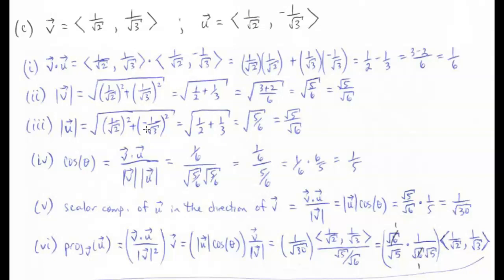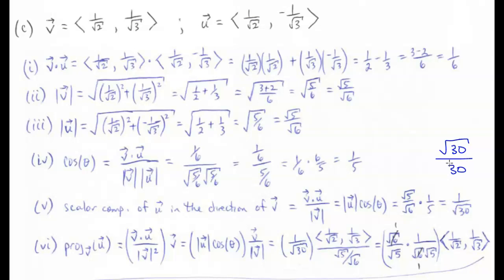The scalar component, since we know what cosine of that angle is, is just going to be the magnitude of u times cosine of theta, which ends up being 1 divided by square root of 30. Of course, for those of you that are kind of particular about having irrationals in the denominator, you could rewrite it like this: square root of 30 divided by 30.